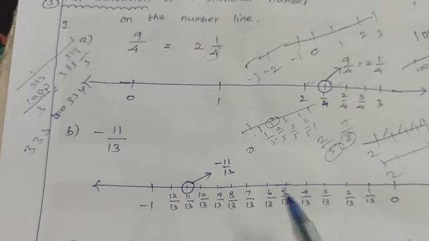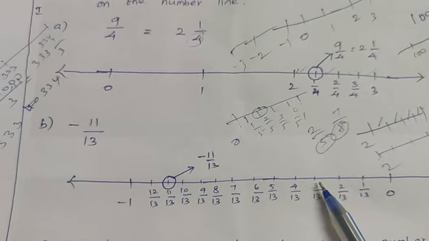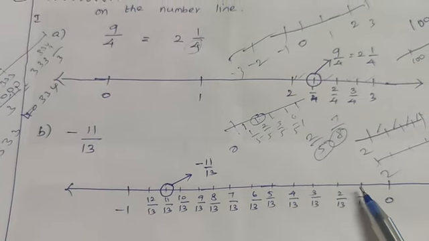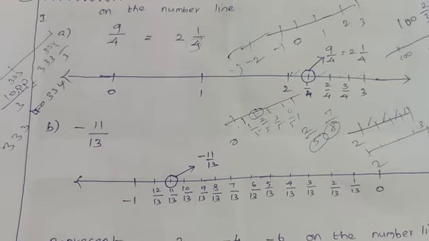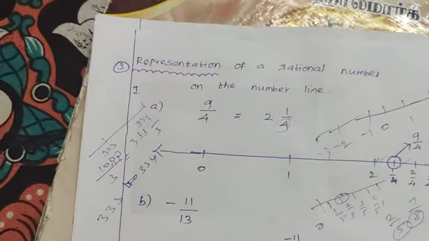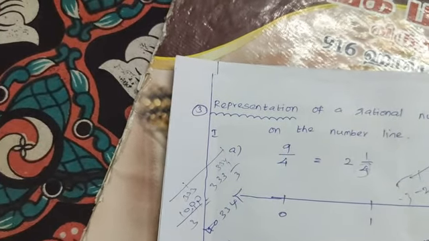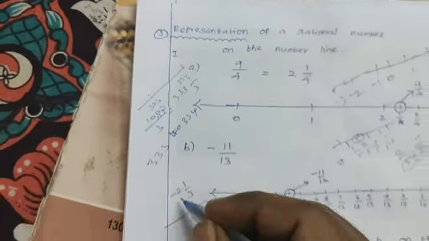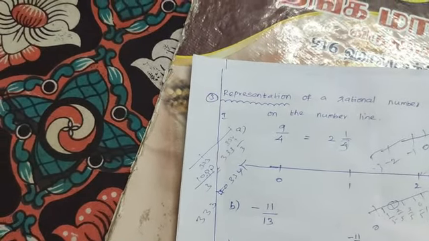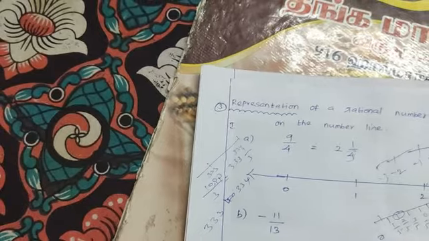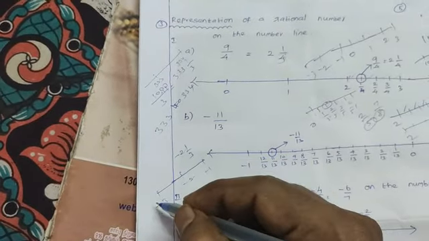Okay. Suppose the problem is mark minus 5 by 13, it means this one. Suppose mark minus 3 by 13, it means this number. Suppose mark minus 1 by 13, it means this number. In the same problem, suppose the question is minus 2 1 by 3. So what do we want to do after minus 2 1 by 3? So here minus 1, minus 2, minus 3. This number is in between minus 2 and minus 3.